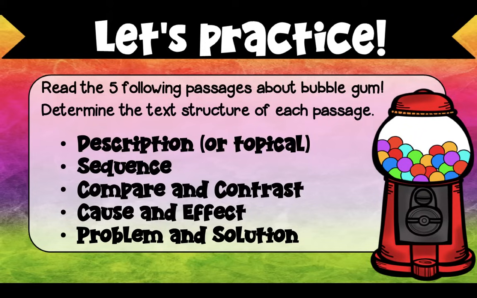When you look at cause and effect, you're going to look for words that signal that there's a problem and how that problem occurred. And when you look at problem and solution, you'll look for words like problems and solution and other synonyms for those words.